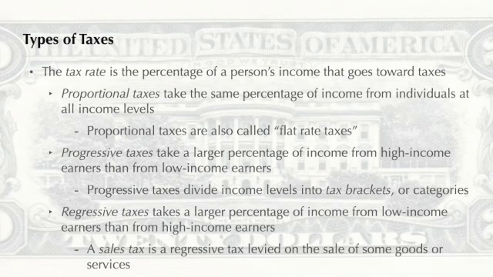Taxation is not random. Governments can choose among three basic types of tax rates: proportional, progressive, and regressive. Whether a tax is proportional, progressive, or regressive depends on the tax rate, the percentage of a person's income that goes toward taxes. Some states have proportional taxes, also called flat rate taxes. A proportional tax takes the same percentage of income from individuals at all income levels.